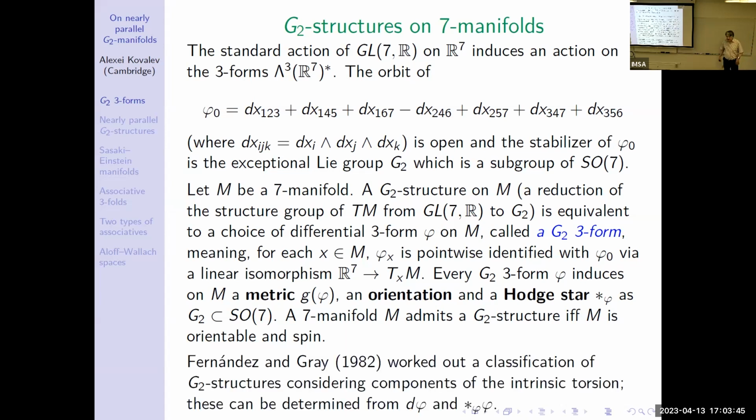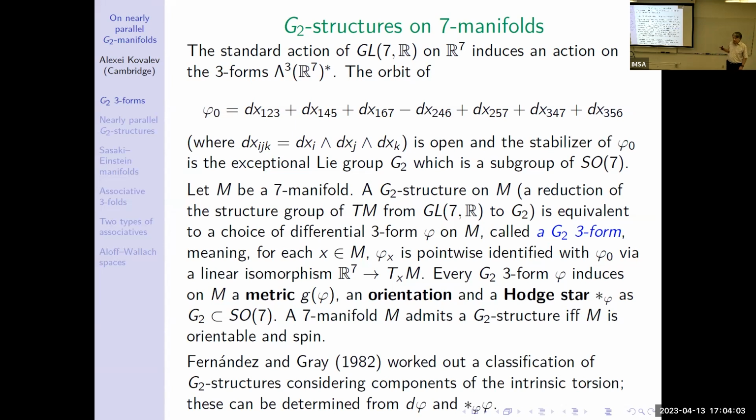So in particular, there is a classification. We have a G2 structure, but the G2 structure may be integrable or not. It may have intrinsic torsion in several different ways. This was classified by Fernández and Gray. There are quite a lot of classes, 16, I think, I remember.